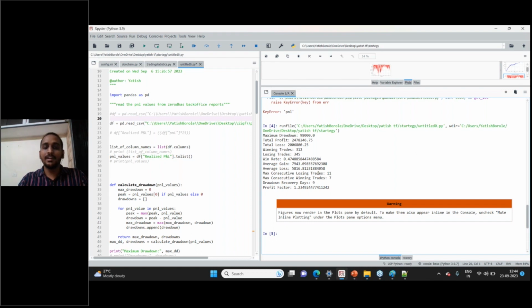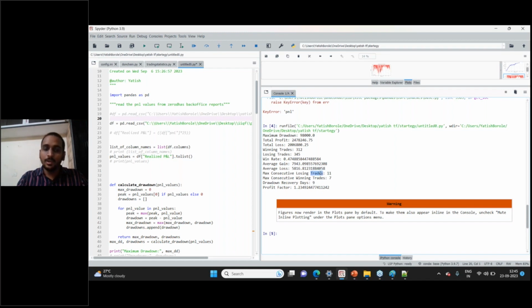So the maximum losing trades in a row were 11 and the maximum winning trades were 7. So you can see, even if the system was continuously losing, 11 trades in a row, the system has still been followed, and the maximum consecutive winning trades were 7.